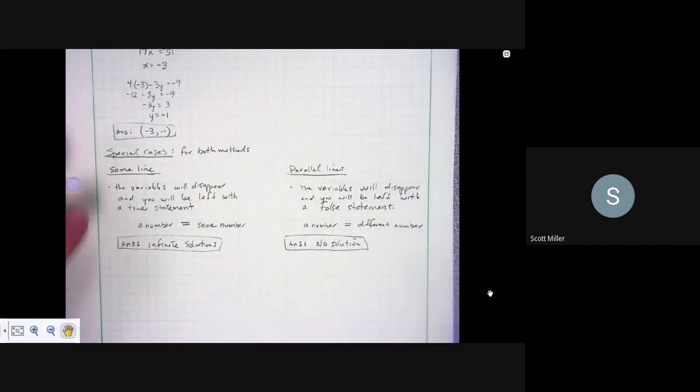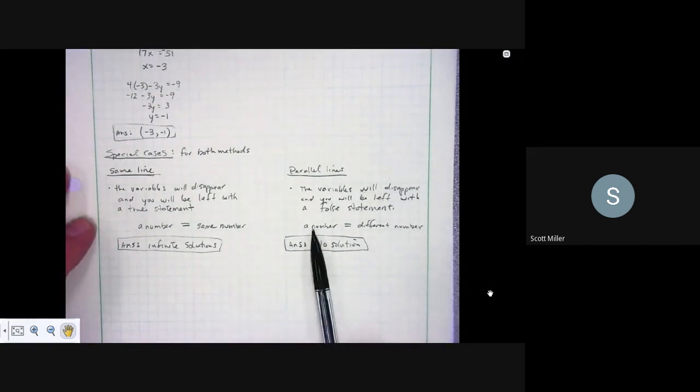Okay, so make sure you are aware of these two processes here so that when they come up, you are familiar with how to address your answer. Okay, if it is a false statement, no solution. A true statement is infinite solutions when we talk about a system.